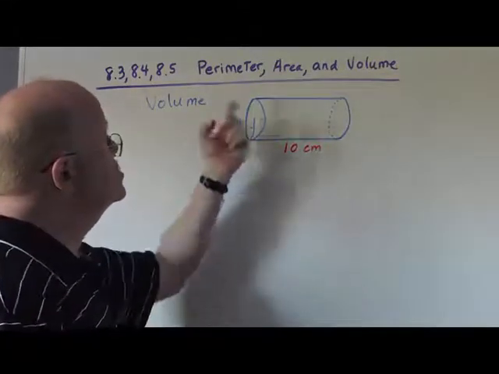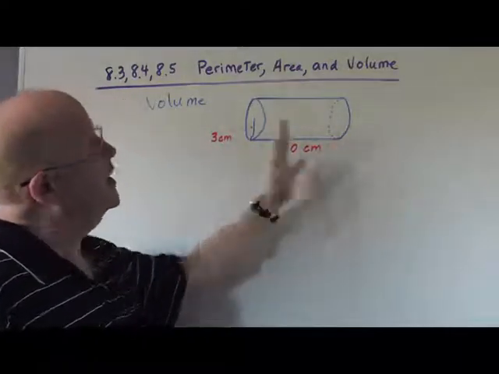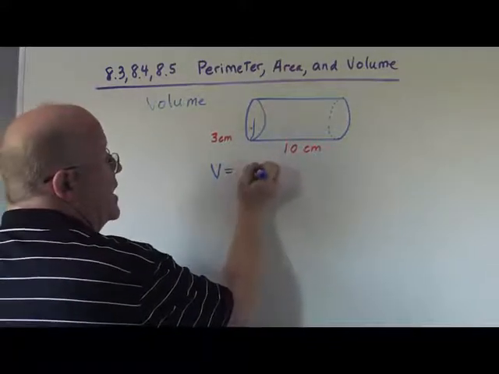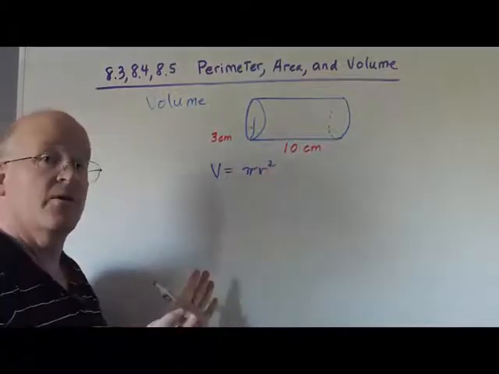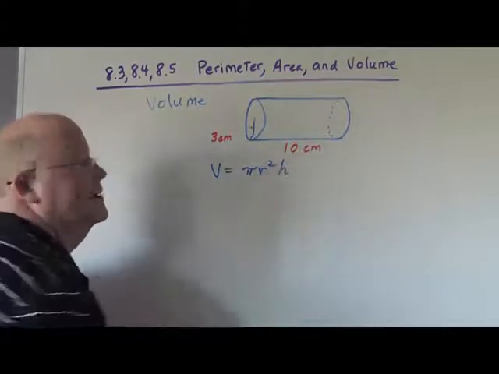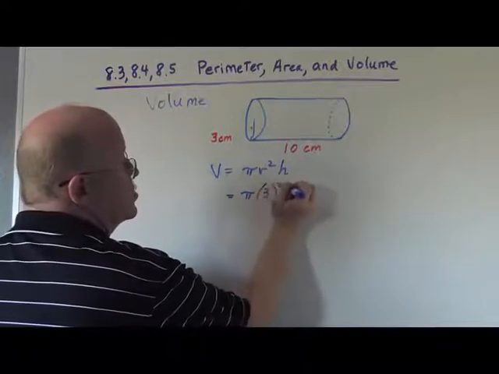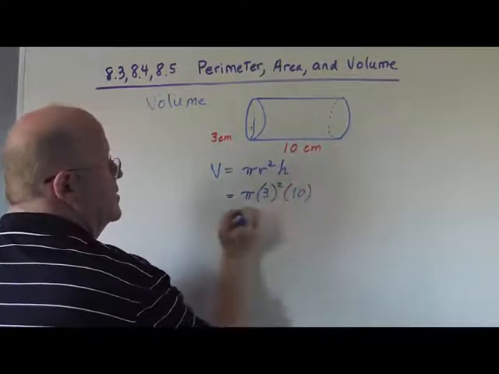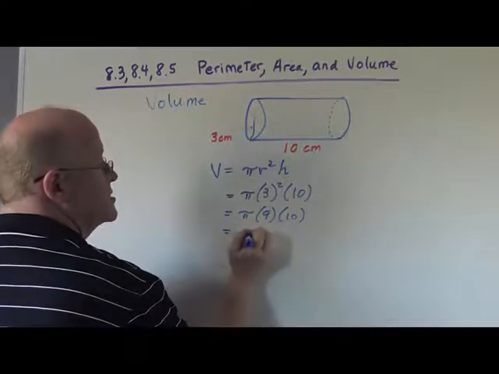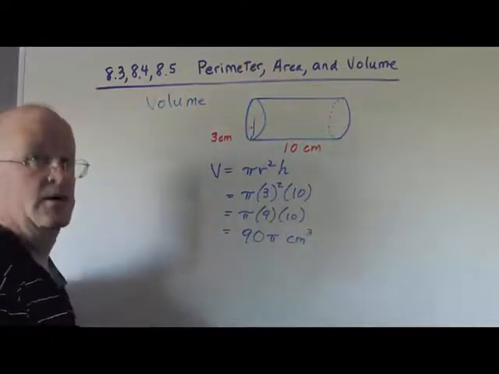Now let's look at finding the volume of a cylinder. A cylinder has a circle on one end, that's its base, which then gets multiplied by a height. And so we say the volume of a cylinder is pi r squared, that's just the area of the circle, times the height, which is our 10 in this case. So our volume is going to be pi times 3 squared times 10, which is going to be pi times 9 times 10, which is going to equal 90 pi centimeters cubed, cubic centimeters.